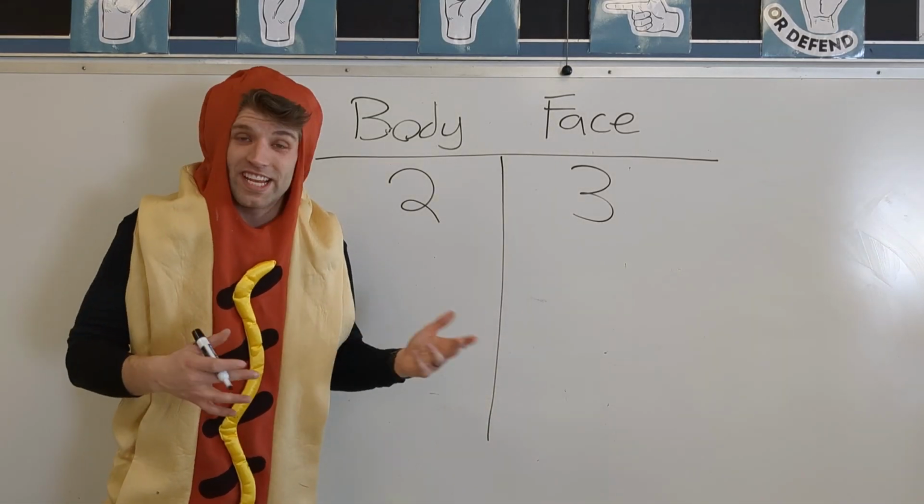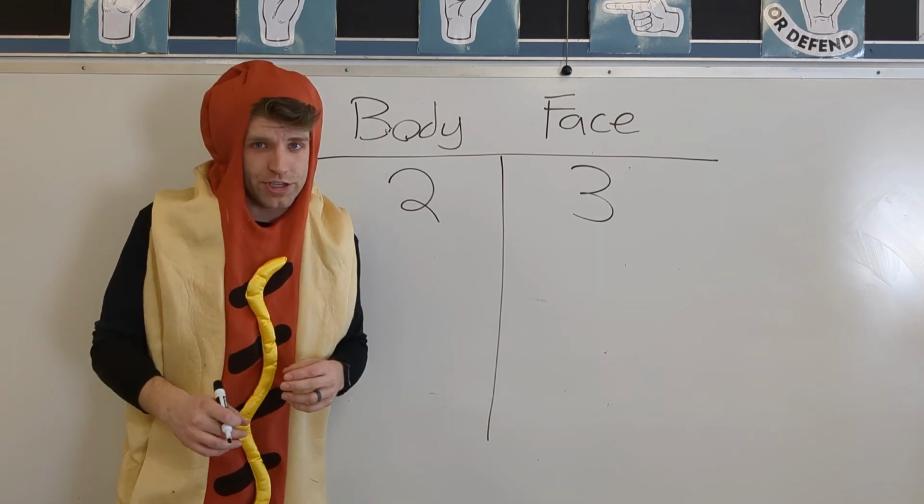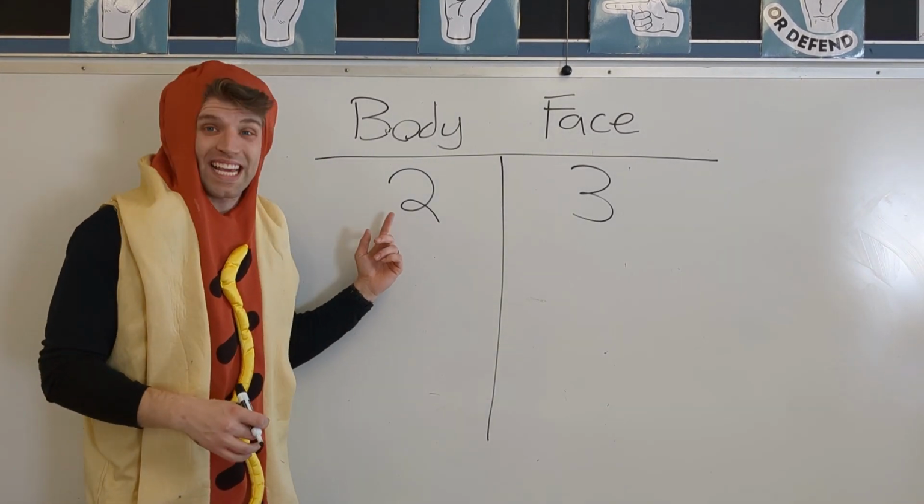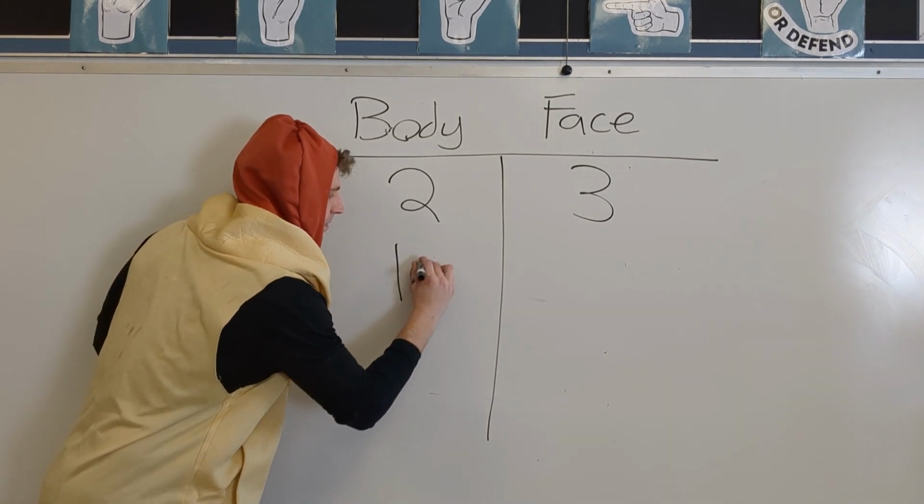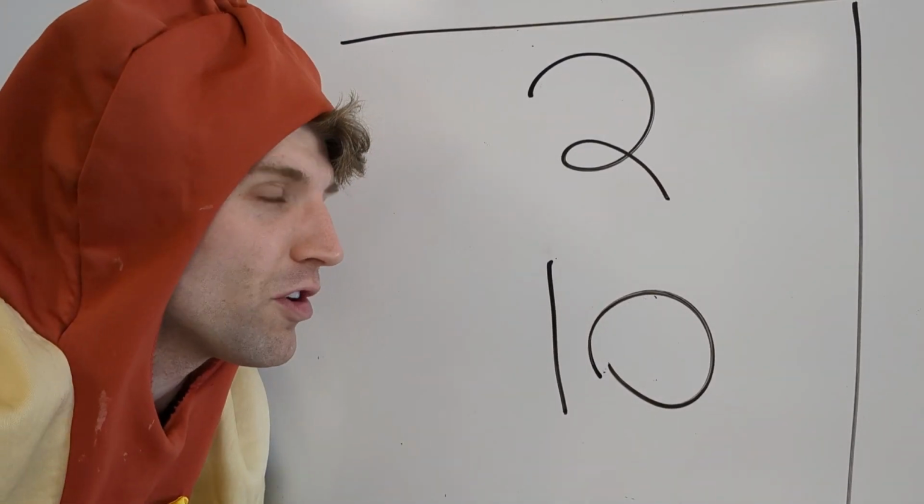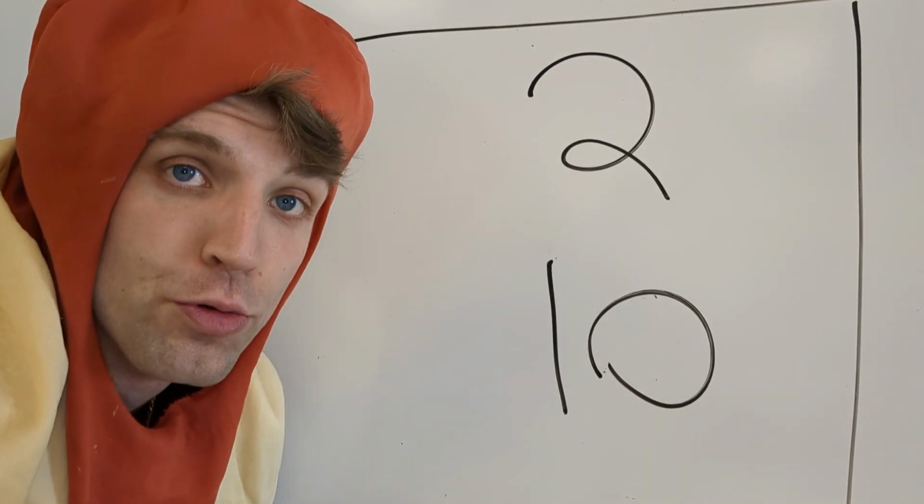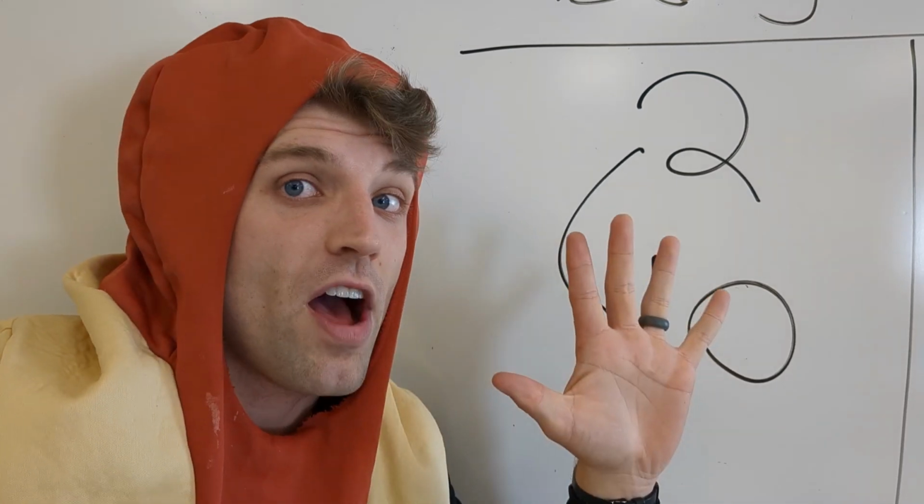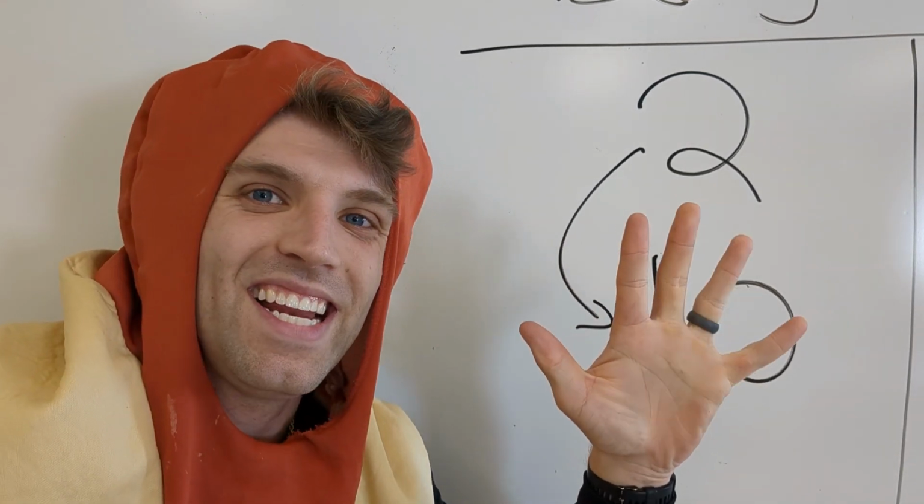Now, T-charts and tables are often used to find equivalent ratios. For instance, what if I were to ask the question, what happens when I get hit in the body 10 times? Now think for a second. What did I do to 2 to turn it into 10? That's right, we multiplied it by 5. 2, 4, 6, 8, 10.